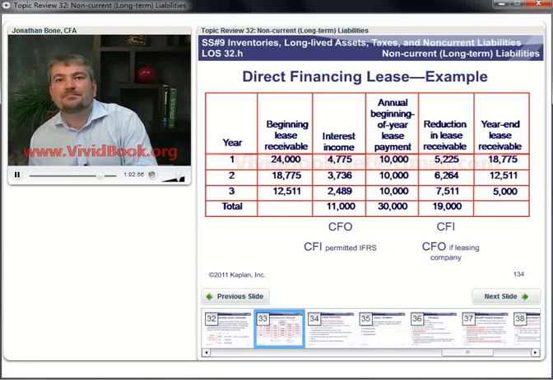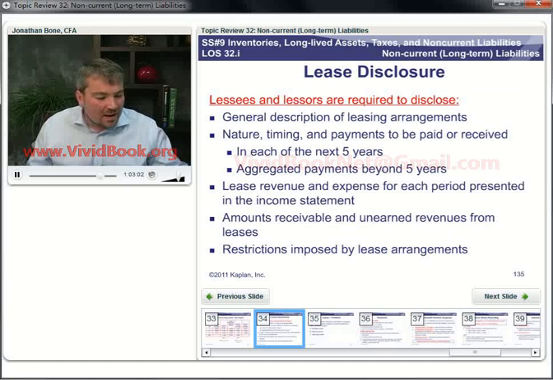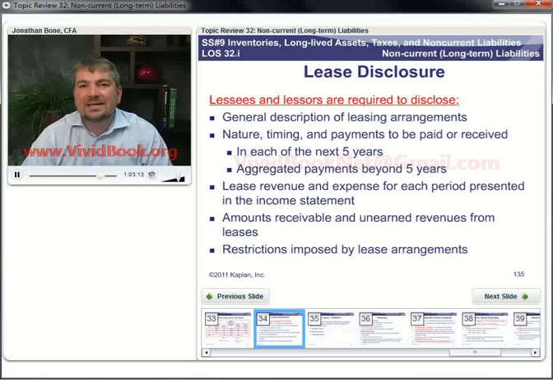Good. Lease disclosure. We're getting there, you'll be pleased to know. Lease disclosure now. It says compare and contrast disclosure for finance and operating leases. Well, the disclosures are relatively similar. Number 1, a general description of the leasing arrangement, the asset leased, the terms of the lease, etc. Then, of course, the nature, the timing, and the payments to be paid or received in each of the next 5 years, and then aggregated beyond 5 years.